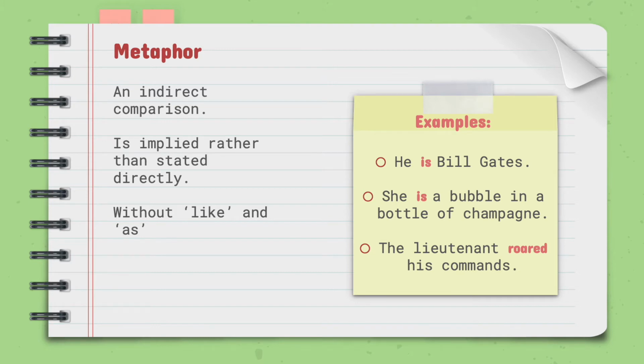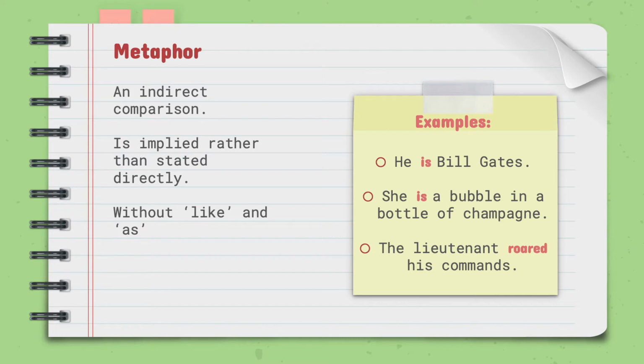In the examples, the first one says, he is Bill Gates. Compared to a simile where the example was, he is as wealthy as Bill Gates, this metaphor states that he is Bill Gates. The next example is, she is a bubble in a bottle of champagne. She is not like a bubble in a bottle of champagne. She is indeed a bubble in the bottle of champagne.